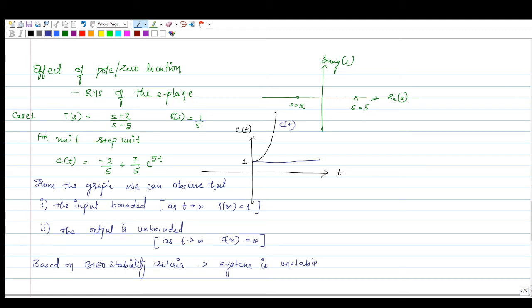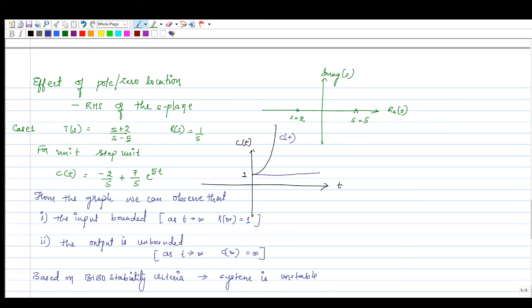We can observe it from the e to the power term. If the e to the power is negative, the function decays. If it is positive, it is rising, and as t tends to infinity it will attain infinite value, which is against the BIBO stability criteria, and the system becomes unstable. So this is the effect of a pole located at the right hand side of the S plane. Similarly, we will see what effect it has when the zero is placed at the right hand side of the S plane.